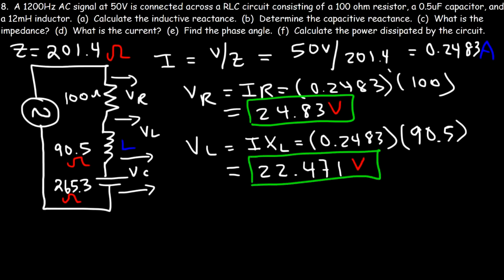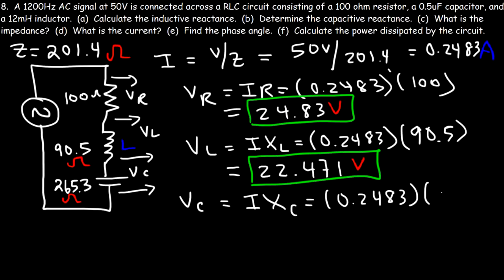Now the voltage across the capacitor, the magnitude is going to be the current times XC. So the current is 0.2483 and the capacitive reactance is 265.3. Here it is. So that's going to be 65.87 volts.